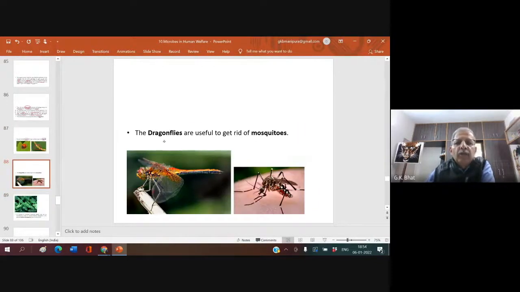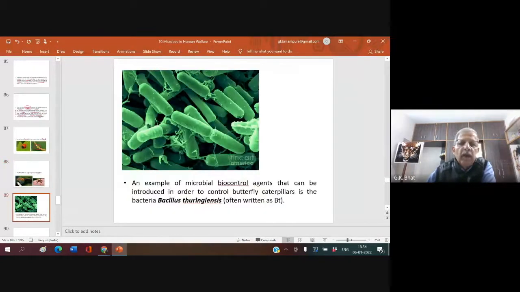So the dragonflies are useful to get rid of mosquitoes. Dragonfly kills mosquitoes. So this is what is called biocontrol. Have you understood? An example of microbial biocontrol agents that can be introduced in order to control butterfly caterpillar is the bacteria Bacillus thuringiensis. So many times, caterpillar larvae always harm our vegetables or fruit trees, etc. Caterpillars always feed on leaves, and adults feed on nectar.